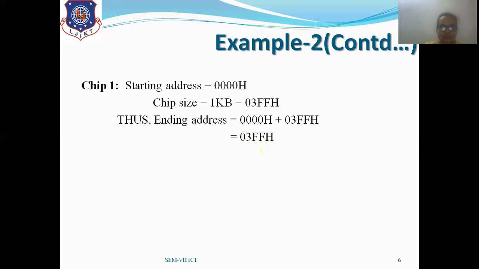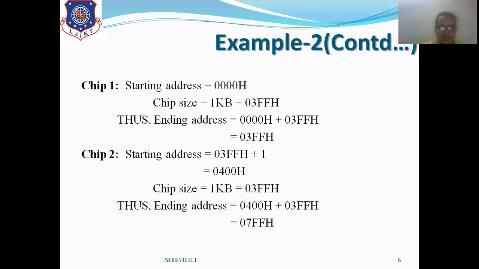So 399 plus 1 will be equal to 400, right? So the starting address of the next ROM will be this plus 1, so it will be 400H, right? Again, the chip size is 1 KB, so the address will be this, and the ending address will be the starting address, that is 0400H plus 03FFH. So it will be 07FFH, right? So this is for the ROM.